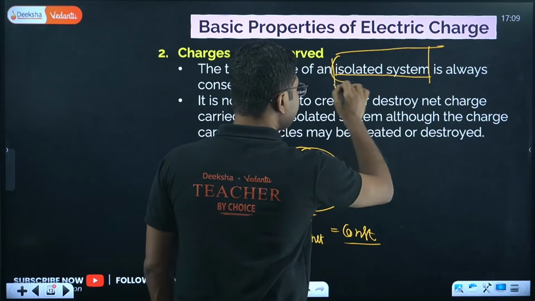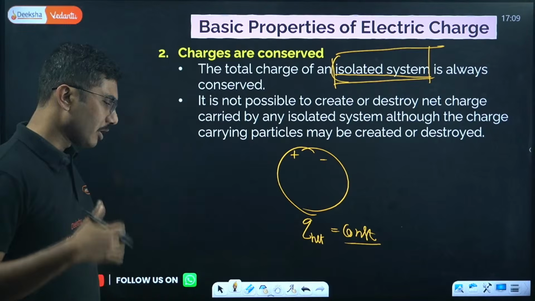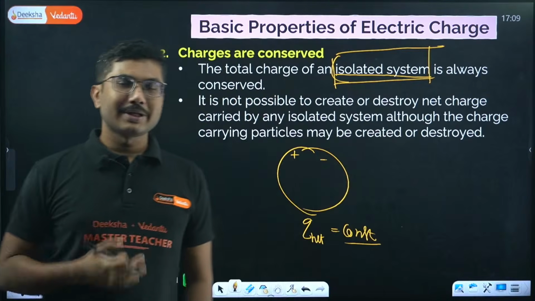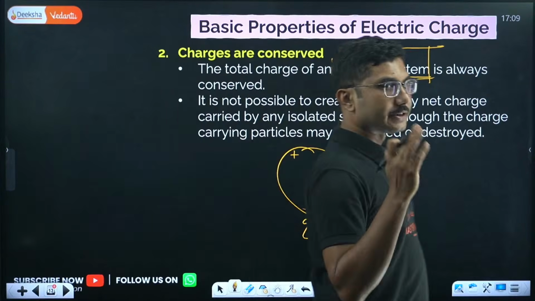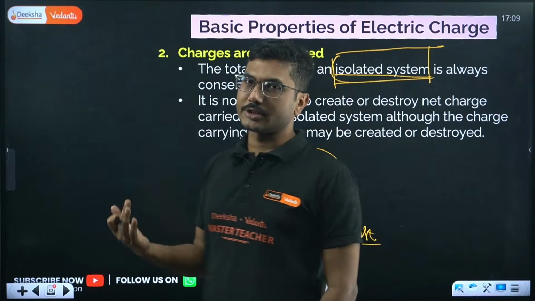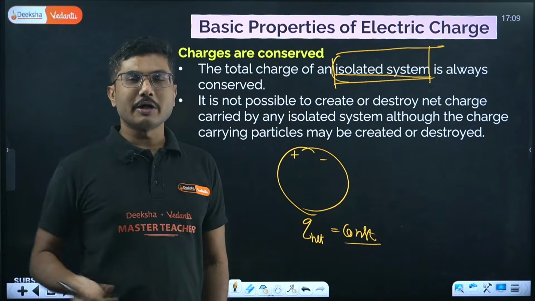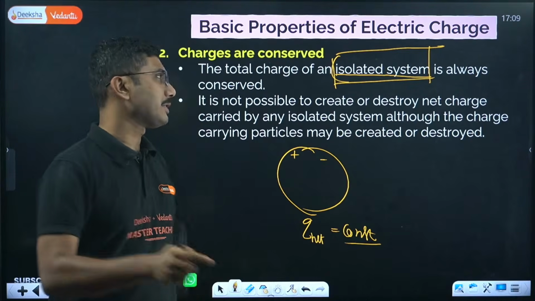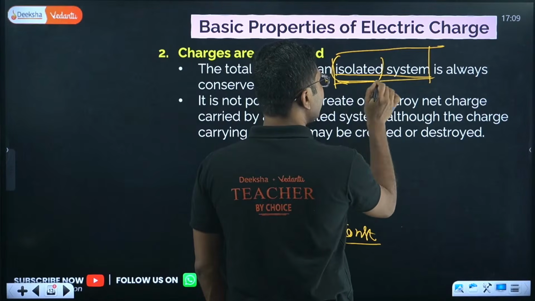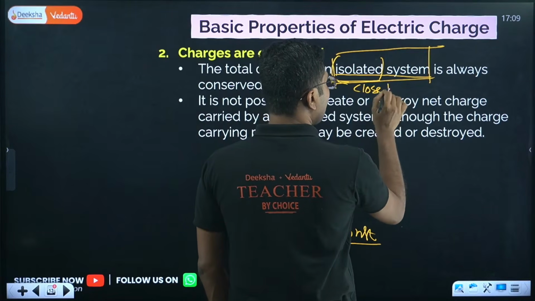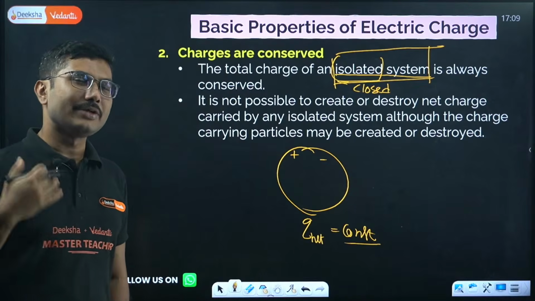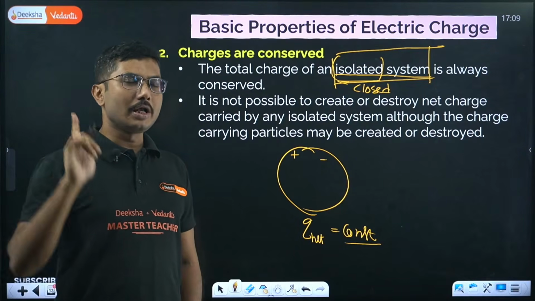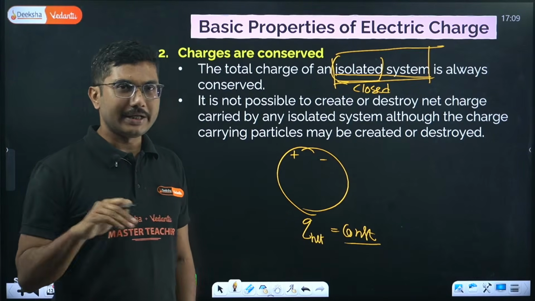And net charge will be constant only for an isolated system. There is a question in the PU exam: charges are conserved for all systems, any systems, open system, isolated system or closed system? Sometimes it is also called closed system. So you have to be careful, you should not write all systems. It is only conserved for an isolated or closed system. Sometimes the term isolated is also used as closed system. Closed system means it is not exchanging anything with anything else. That's why it is called an isolated system. So charge is conserved only for an isolated system. It is not conserved for any system or all systems.